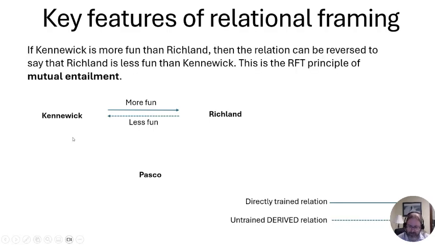But if Kennewick is more fun than Richland, then we can reverse this relation and say that Richland is less fun than Kennewick. And in RFT, this is the principle of mutual entailment. In other words, Kennewick being more fun than Richland mutually entails that Richland is less fun than Kennewick. And I mark that with the arrow going to the left, and I put it in the dotted lines to show that this is an untrained relation. So the person didn't tell me that piece. I just completed it by completing the reverse of that relation.